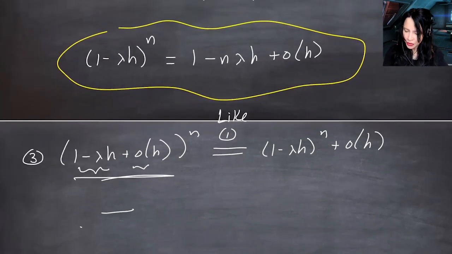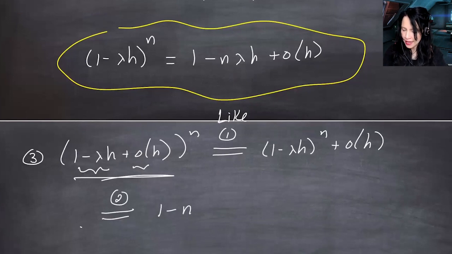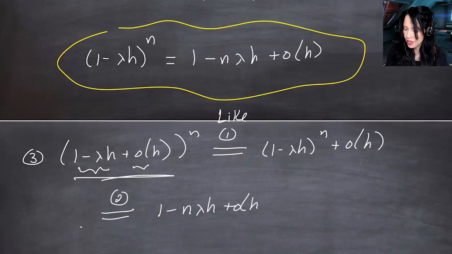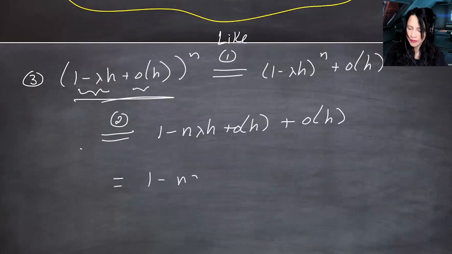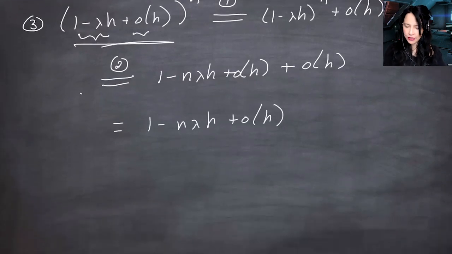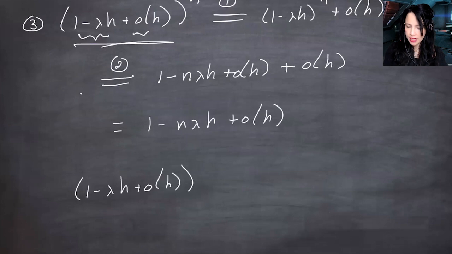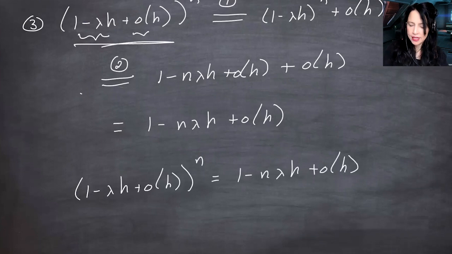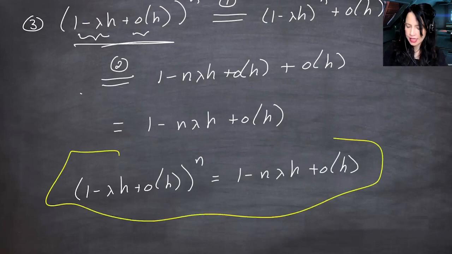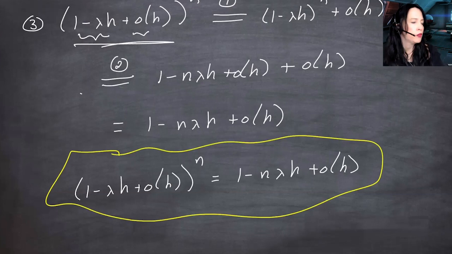And then definitely by 2, you get that this is 1 minus n lambda h plus little o of h. And you get this other little o of h going along for the ride, and those will combine to be a single little o of h function. So the third thing, 1 minus lambda h plus little o of h to the n is 1 minus n lambda h plus little o of h. You might want to keep those somewhere because you're going to use them a lot.